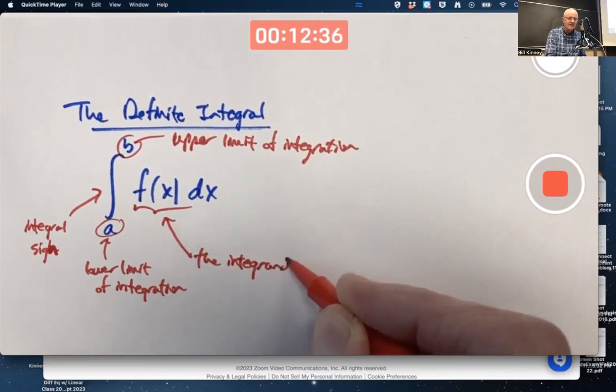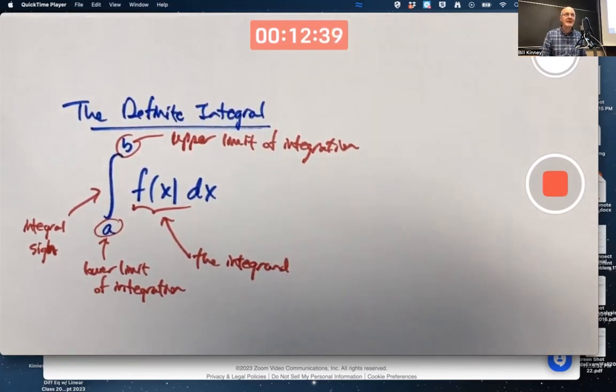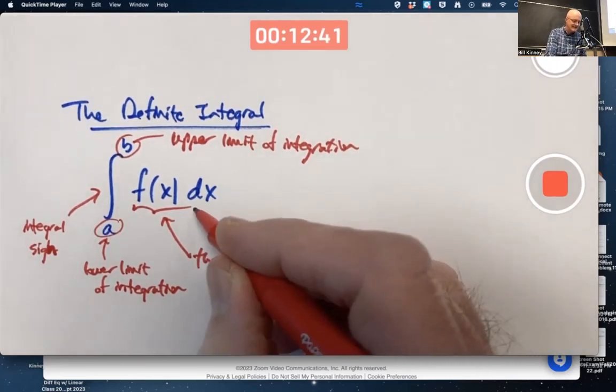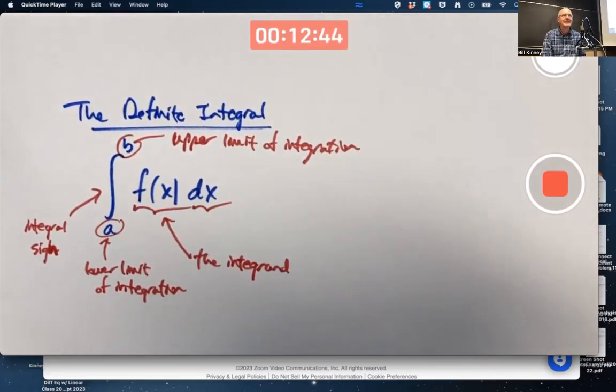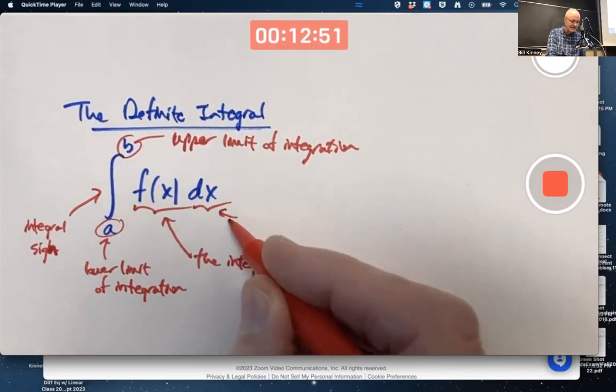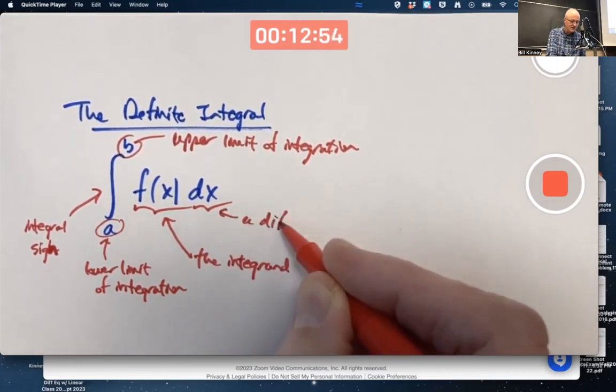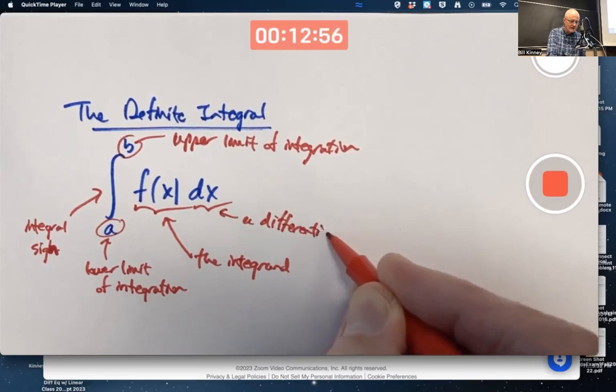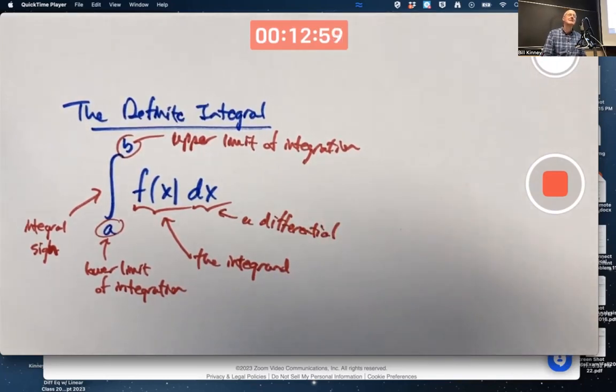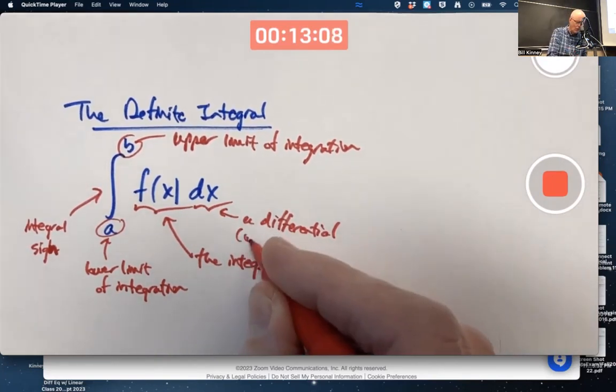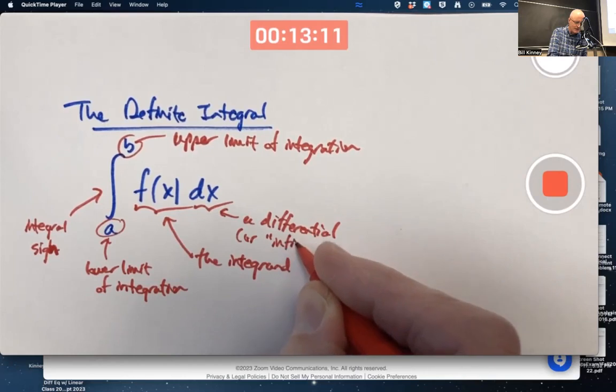The integrand is the function being integrated. For dx, there are a couple of different names people use. Probably the most common name in a calculus course is to call this a differential. But Leibniz also thought of it as what you might call an infinitesimal.